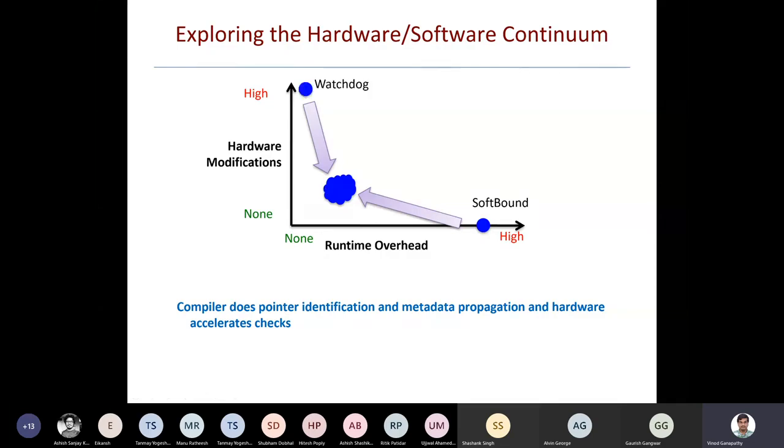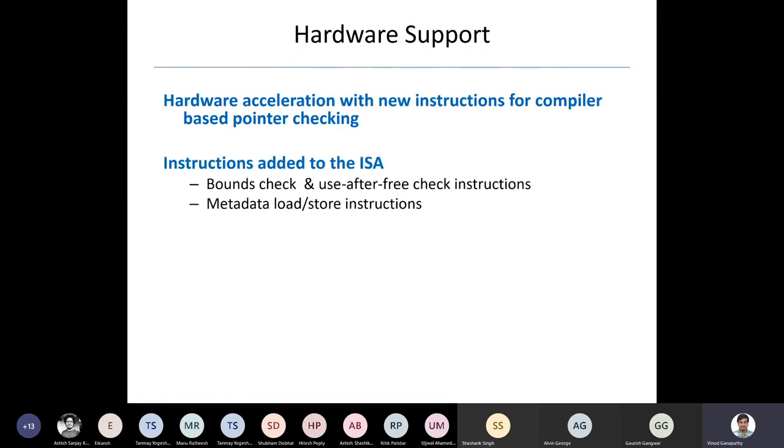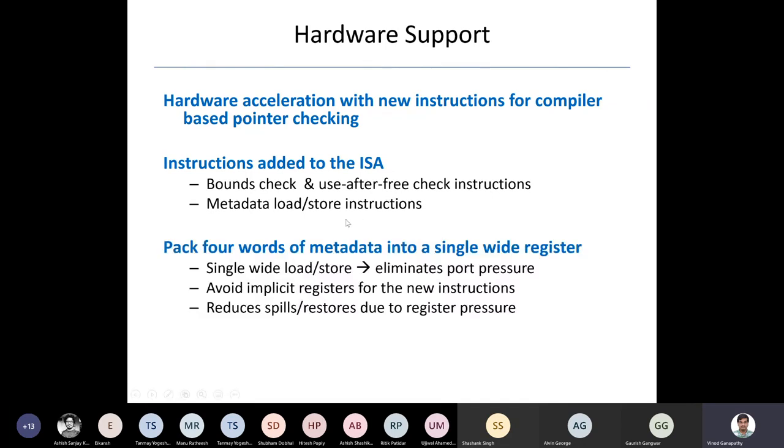So let's see how. There is another system called Watchdog that I'm not really going to talk about, but that's the other point in the design space. What I'm going to talk about is this point in the design space over here, which is Intel MPX. So what does Intel MPX do? To the instruction set architecture, or the ISA, it adds new instructions that can perform bounds checks and use after free checks, and also instructions to load and store metadata. You can pack four words of metadata into a single wide register, and then with a single write you can load and store metadata. All of these ways you can accelerate bounds checking.